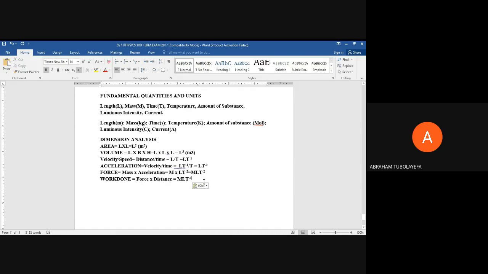So we say that will be times distance, which is L. So MLT to the power of minus 2 times L. What would that give us? ML squared T to the power of minus 2. Yes, ML squared T to the power of minus 2. That's that for work done.